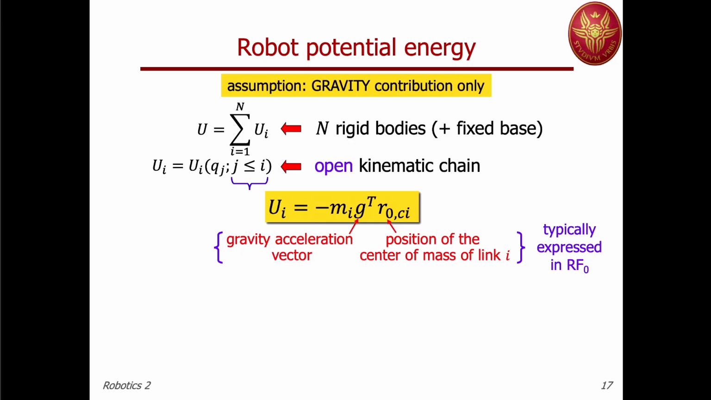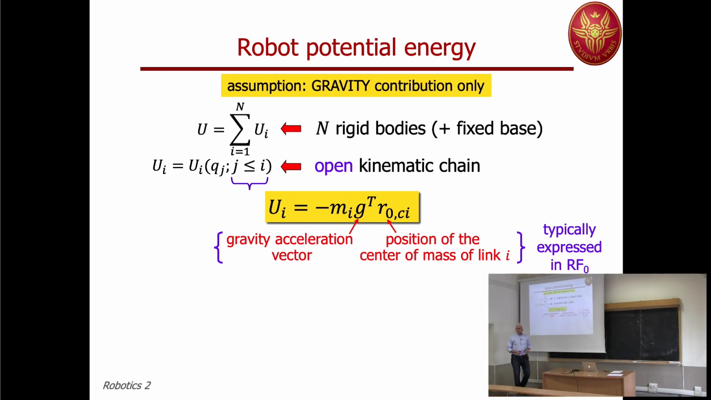So this is computed in quite an easier way with respect to what we have done for the kinetic energy. The same property of addition of contributions holds, so the total potential energy will be the potential energy of each body. And again, if we are assuming that we have a serial chain, the potential energy is only a function of the configuration. If we are computing the potential energy of a certain link i in the chain, this will depend only on the joint variables that precede that link, so from j going from 1 to i.